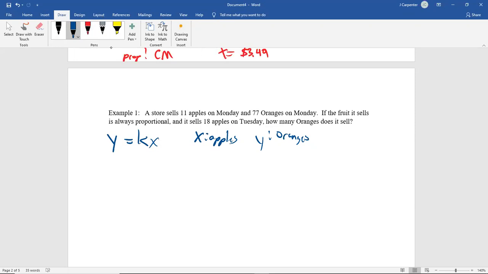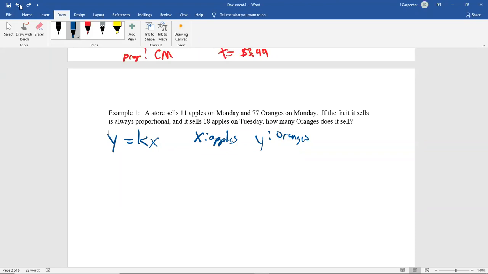All right, store sells 11 apples on Monday, 77 oranges on Tuesday. I chose to call X the apples. I chose to call Y the oranges. If you want to call Y the apples and X the oranges, that's fine. You would end up finding a different value of K than I would, but you should end up getting the same answer for how many oranges it sells on Tuesday at the end of the day.